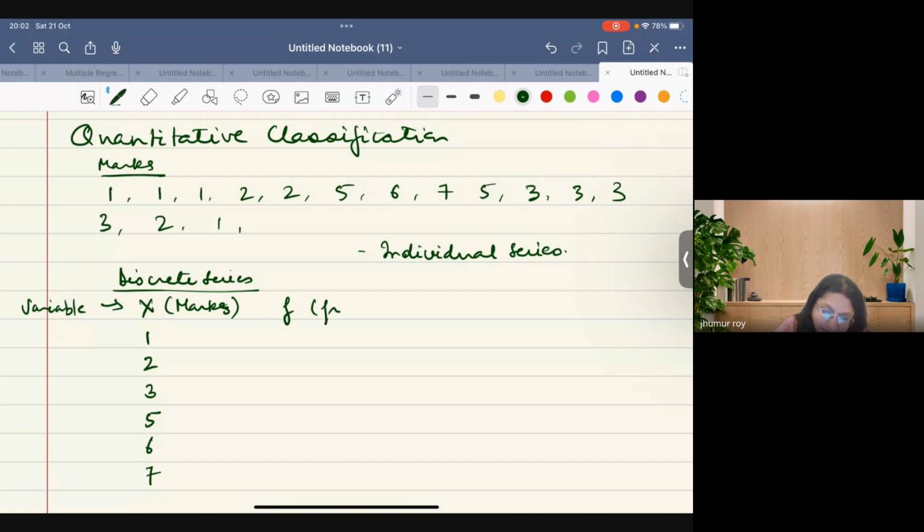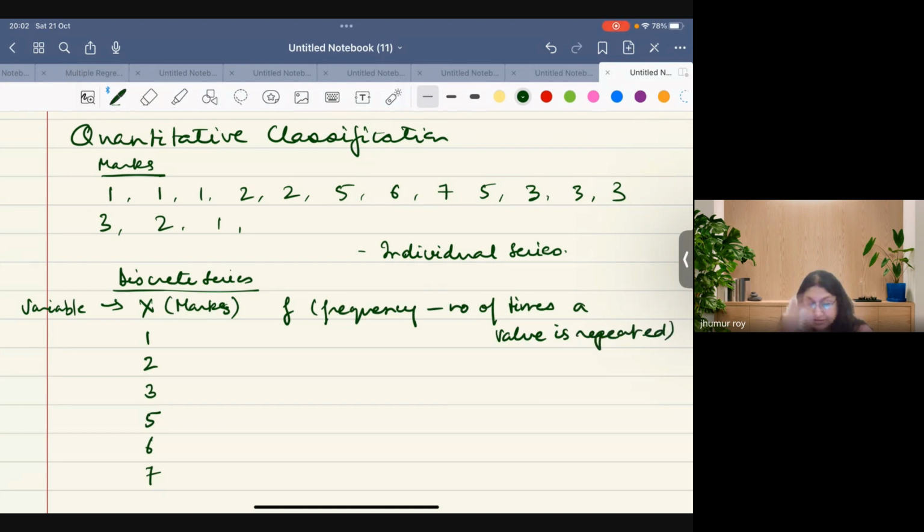Now what is frequency? Frequency means number of times a value is repeated. So what we do is, to find this, we make something like a tally bar and we write the values. Now, what is a tally bar?